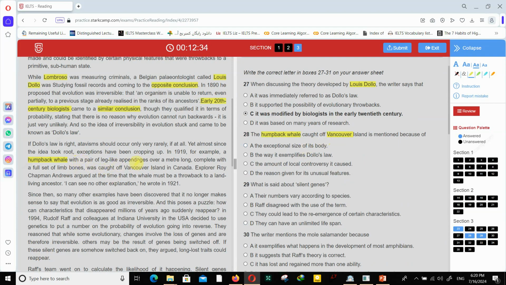With a pair of leg-like appendages over a meter long, complete with a full set of limb bones, was cut off Vancouver Island in Canada. Explorer Roy Chapman Andrews argued at the time that the whale must be a throwback to a land-living ancestor. I can see no other explanation, he wrote in 1921. So he was describing this humpback whale. What does it say? Because of the exceptional size of its body, the way it exemplifies Dollo's law, the amount of local controversy it caused, the reason given for its unusual features. What is it?